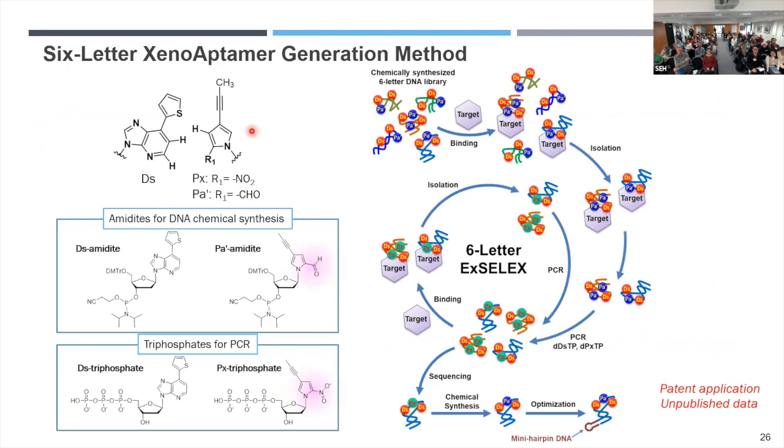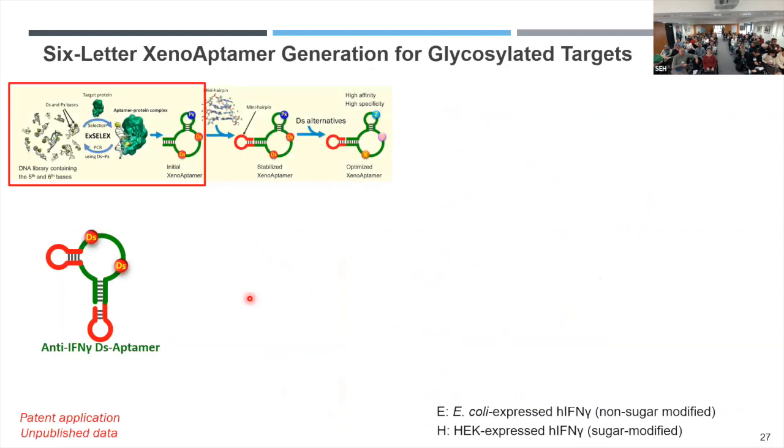And this is just complicated because PX is not stable for chemical synthesis. So that's why we combined PA prime amidites and also PX triphosphate for PCR and for DNA chemical synthesis. Then we chemically synthesize the six-letter with a PA. Then we perform the aptamer selection using the DS-PX pair. Then finally, once we determine the sequence, we chemically synthesize it with the DS and the PA. This is our method. Then we perform the aptamer generation using our six-letter.